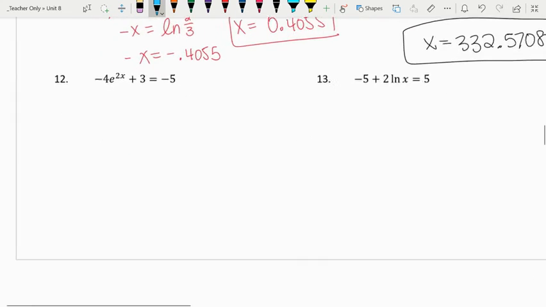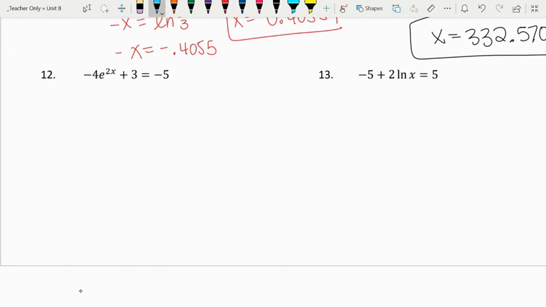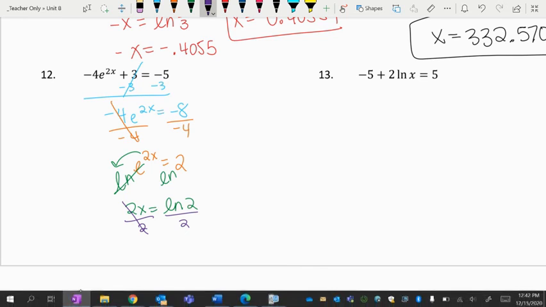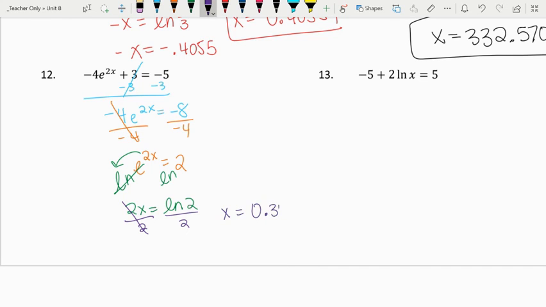The last two are done similar to what we just did. On number 12, we need to subtract 3 and divide by negative 4 before we ln both sides. So we have e to the 2x equals 2, which means we ln both sides, and it cancels on the left. So we get 2x equals ln of 2, which means x is ln of 2 divided by 2. That makes x 0.3466.